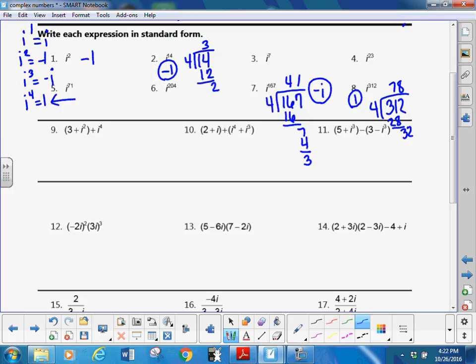Let me work some in this next section. First thing I like to do is to take things out of their parentheses. And now I'm going to substitute. I go back up to my pattern. I know i squared is negative 1. And I see that i to the 4th is 1. Now I just have to add. 3 plus negative 1 is 2. 2 plus 1 is 3. So 3 is my final answer on number 9.